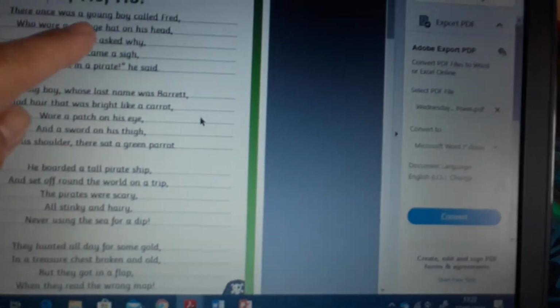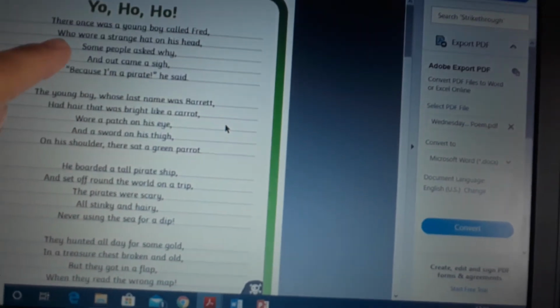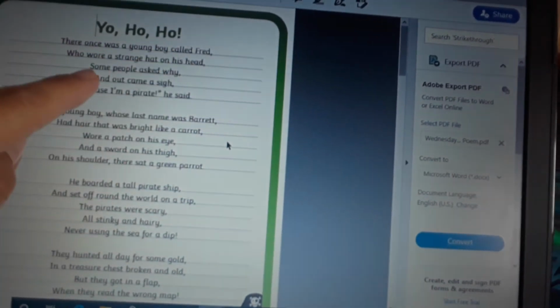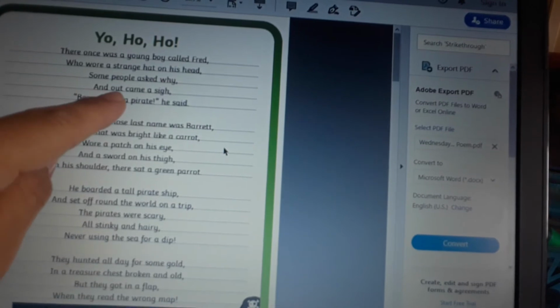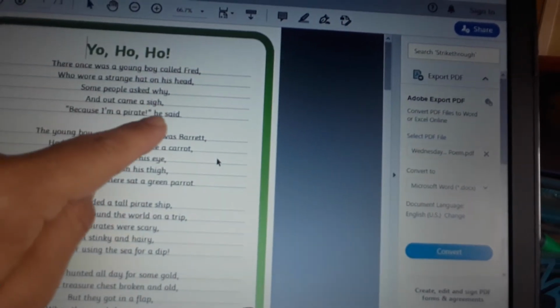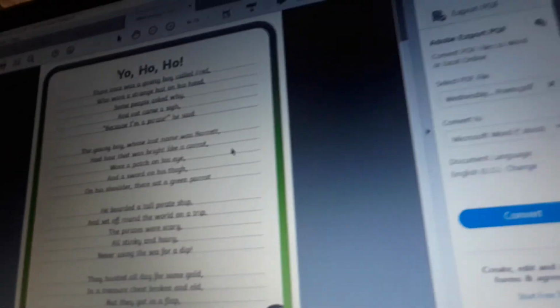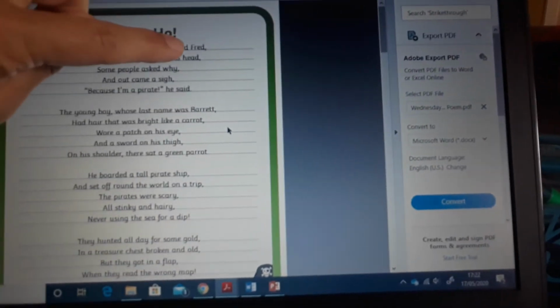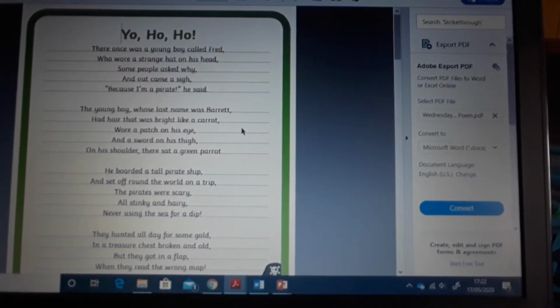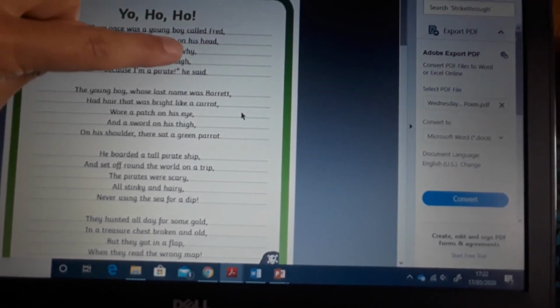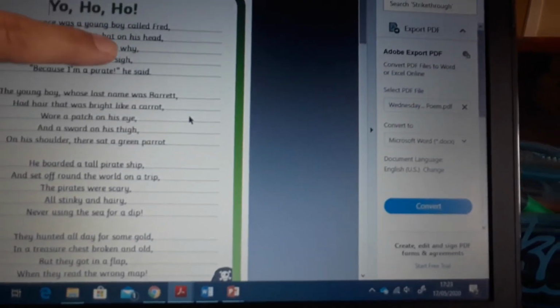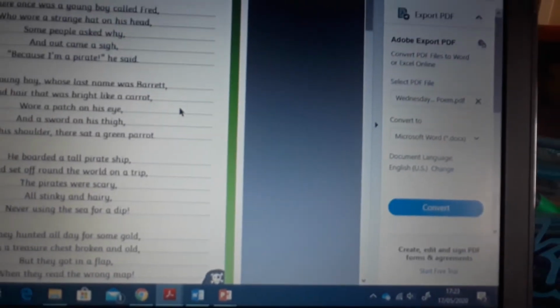Let me see if I can just turn the phone. So we have got, there once was a young boy called Fred who wore a strange hat on his head. Some people asked why, and out came a sigh, because I'm a pirate, he said. So we can know, if we listen to those words, we've got Fred and head, so they're rhyming, they sound the same. Why and sigh are the same, so they're your rhyming words in that poem.